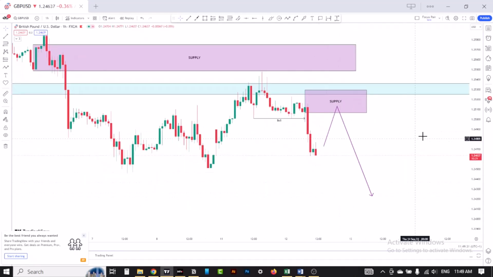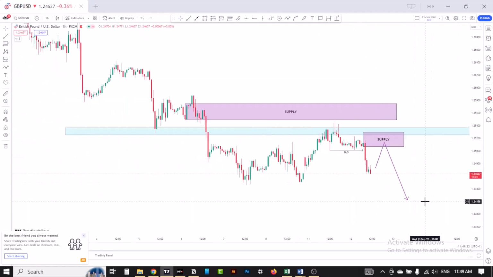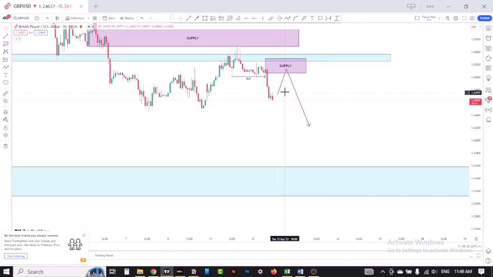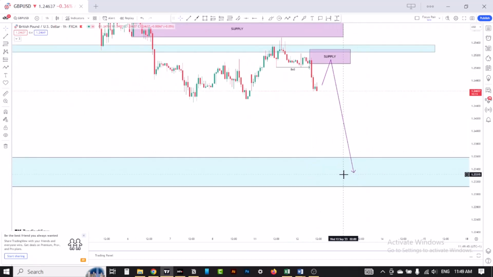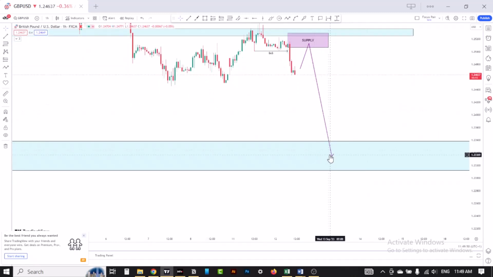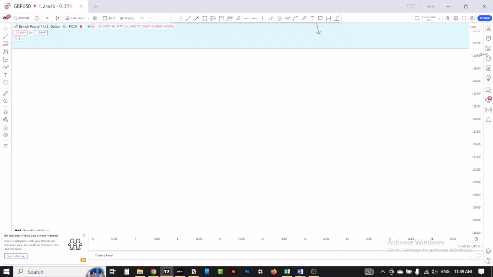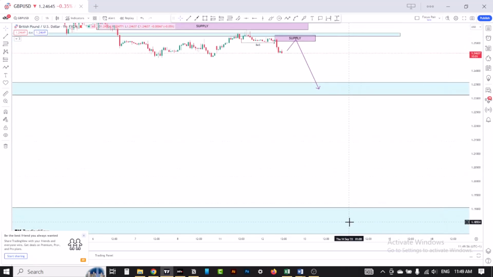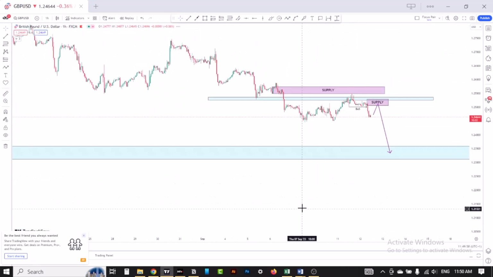But by chance, price may not even go back into that supply level and may create another break of structure around this level. My whole point is that I'm going to be selling this trade into this daily structure. But once the price reacts to this structure and still holds it, I'll be looking to buy from there. But if this structure is taken out, I'll be selling until I get to the next daily structure down there. So this is the current thing that is happening on GBP/USD.